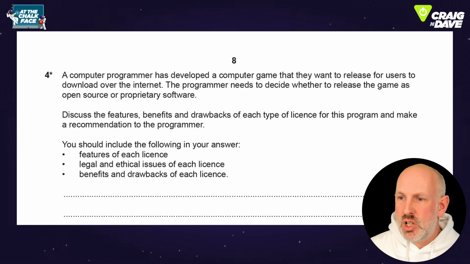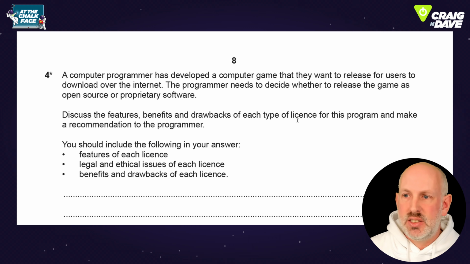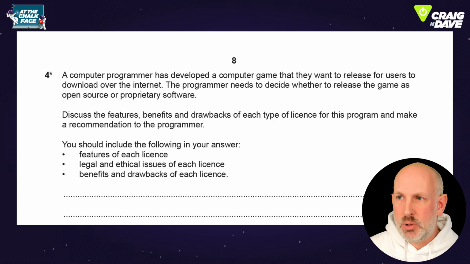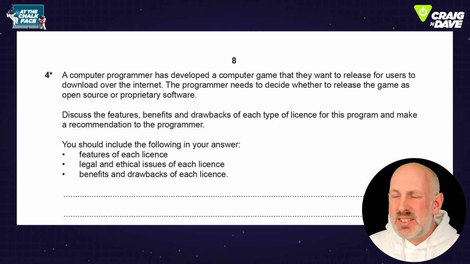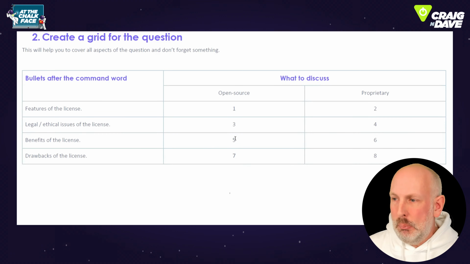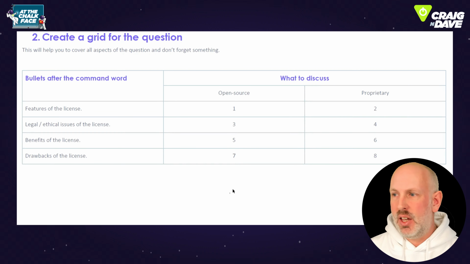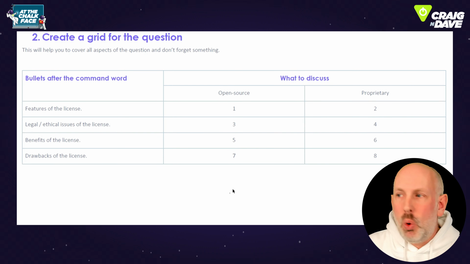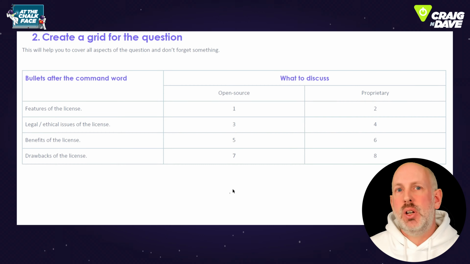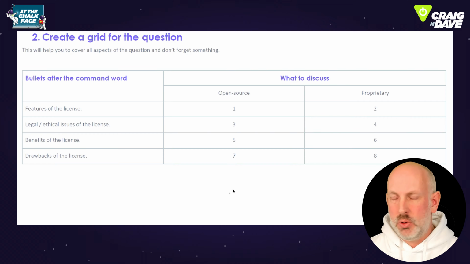So if we go back to the question just for a second, it says discuss the features, benefits, and drawbacks of each type of license for this program. Well, the type of license was open source and proprietary. Now, because of the way this question was written, it didn't fit exactly the way I would want it to that table, but it's close enough. And some questions fit a little bit easier than others. Essentially, the columns are, what do I have to discuss? What are the computer science concepts here? And they are open source and proprietary in this example.